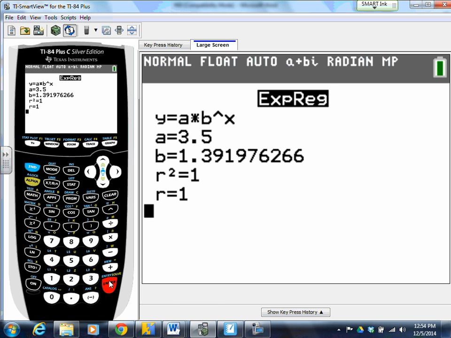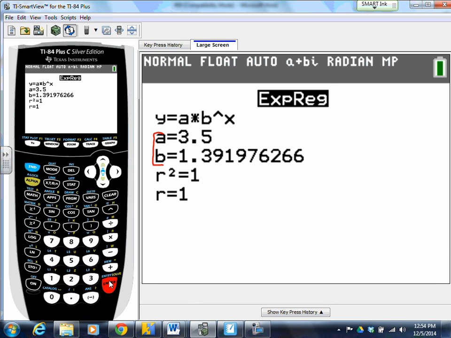It's doing a similar thing. It's finding the a and the b for us. Notice we knew the a was 3.5 from the given, and then the b value should be the same thing as if you had done it algebraically. When you raise that number to the 1/4, we would have gotten the same 1.39. So that would be our equation.